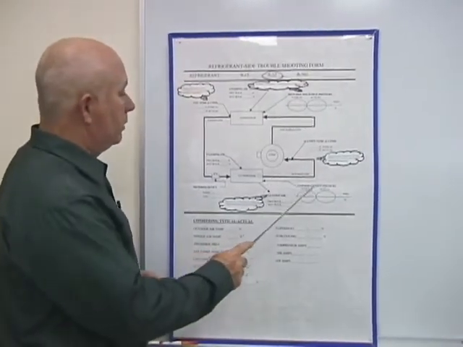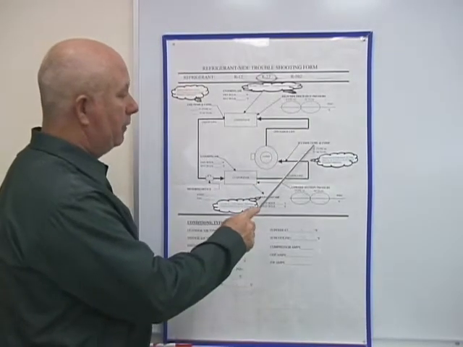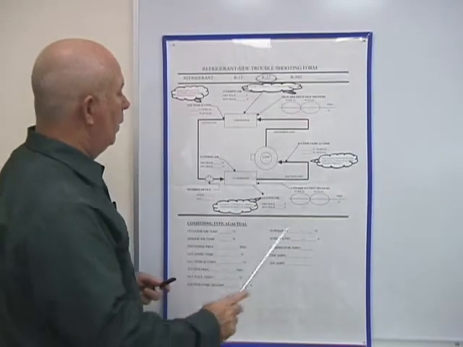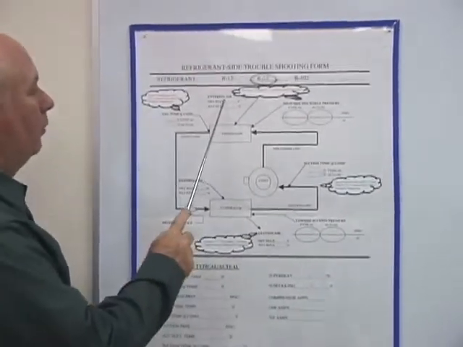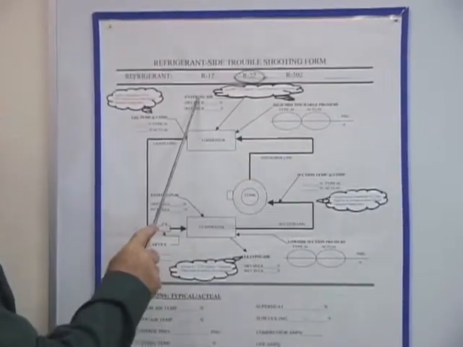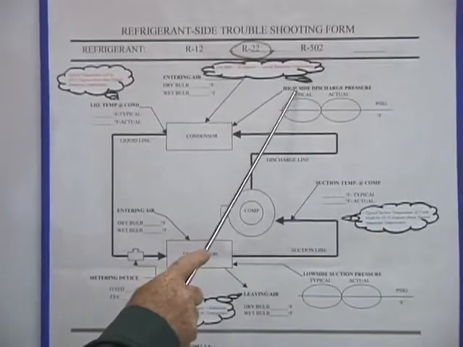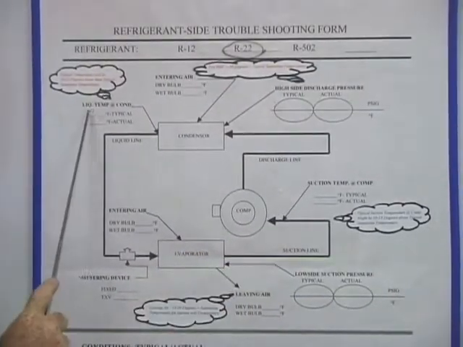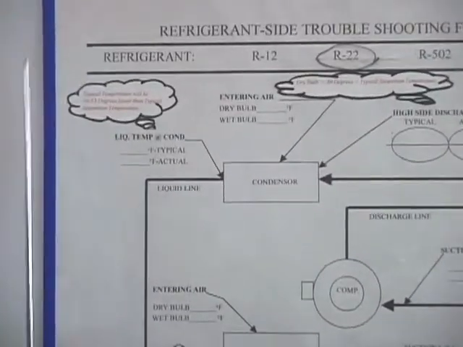All right, so we've discussed the low side, the high side, the suction pressure, suction temperature at the compressor. We've talked about the entering air, the leaving air on the evaporator. We've talked about entering air in the condenser. We've talked about the high side discharge pressure. Now, again, the liquid temperature at condenser.